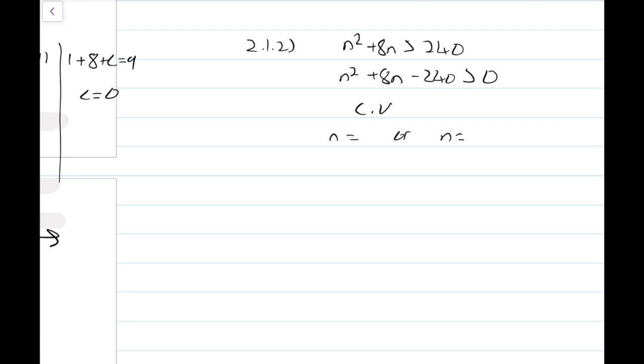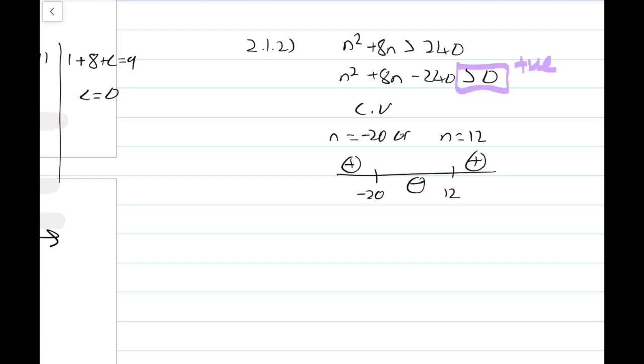Minus 240. Yep. Minus 20 and then positive 12. So on your number line, minus 20 would appear first, and 12 would appear there. These are positives, these are negatives, these are positives. You're looking for positives, but you can't really get a term number as a negative, so we don't use it. We're going to have to say n needs to be greater than 12.